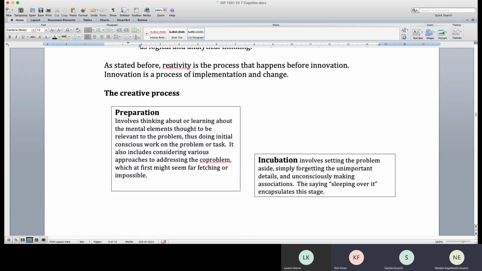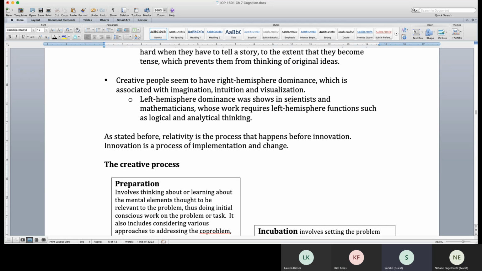As stated before. Natalie, can I just ask you a question? Does this imply that you're born creative or with a dominance on one side or the other? You probably have a preference in terms of which side of the brain you feel comfortable in. It's the whole nature versus nurture, isn't it? A little bit of that.